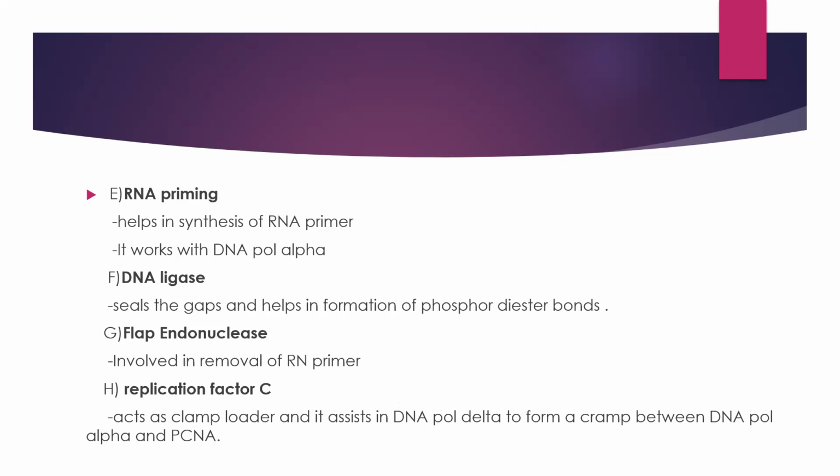The next one is DNA ligase, which basically seals the gap and helps in formation of phosphodiester bonds. The next one is flap endonuclease. It is involved in removal of the RNA primer after the end of the replication. And the next one is replication factor C, which acts as a clamp loader, and it assists DNA polymerase delta to form a clamp between DNA polymerase and PCNA.